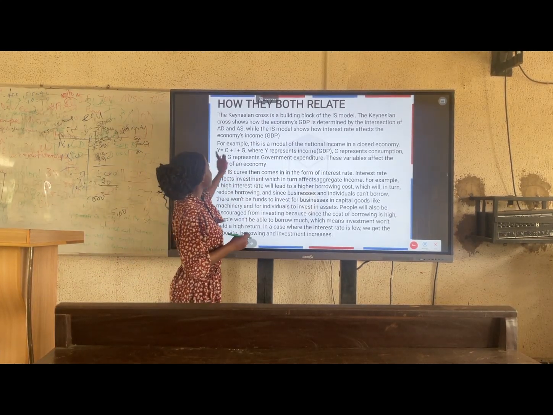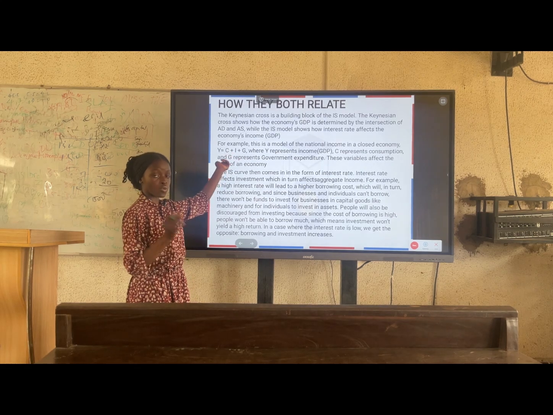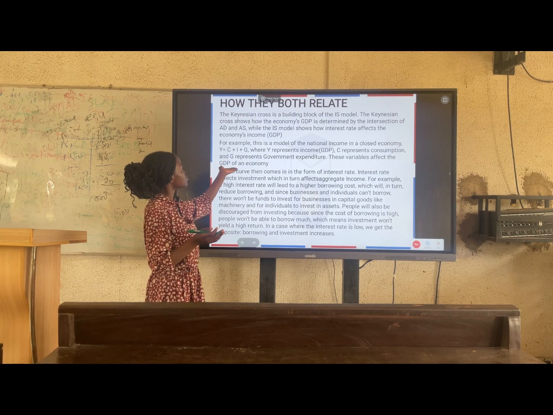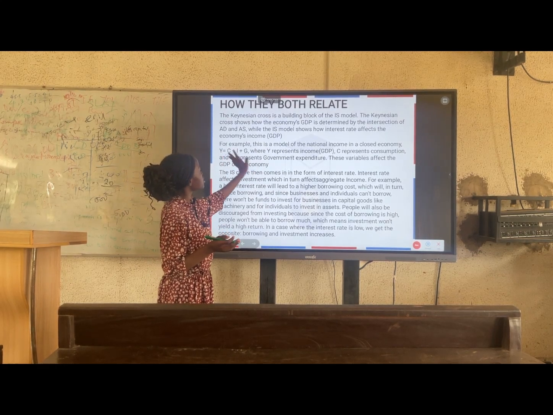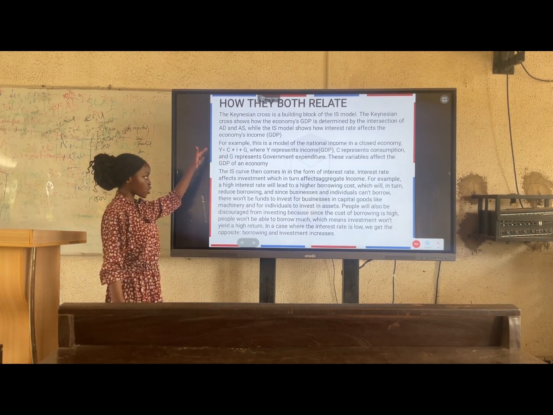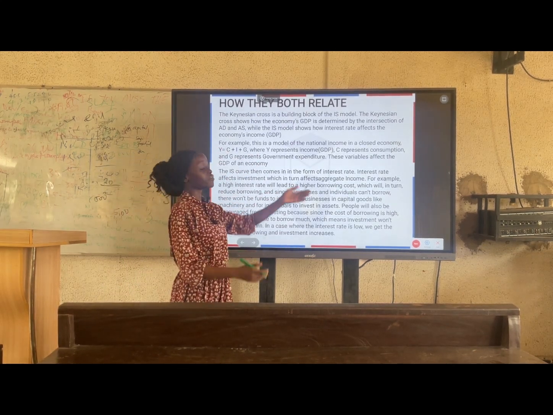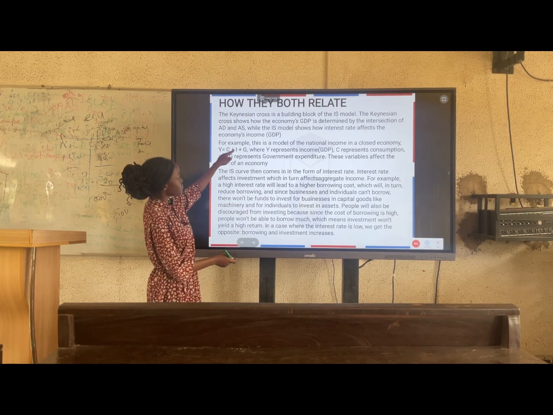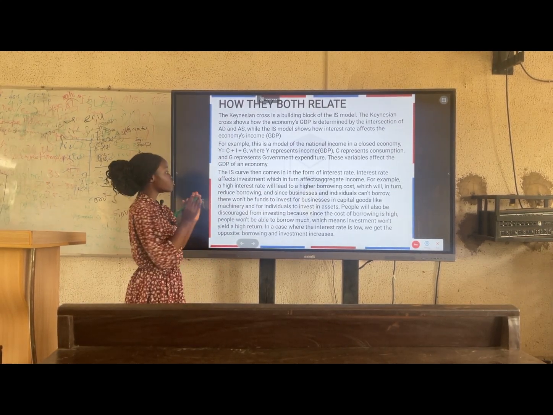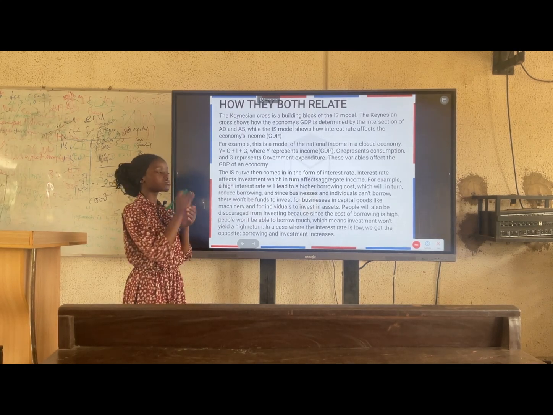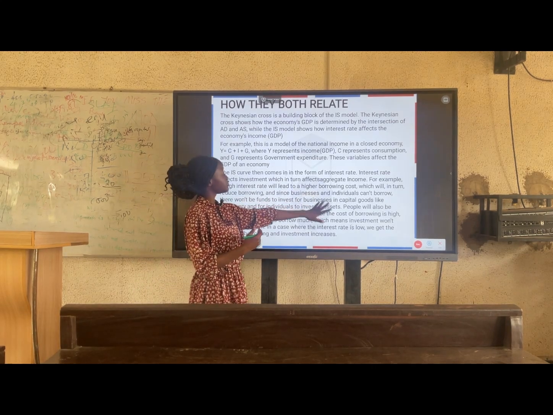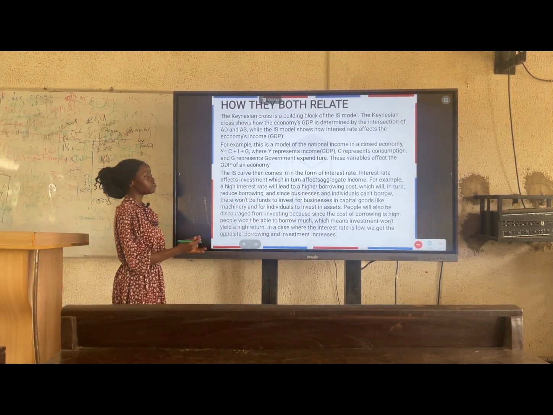So for example, this is a model of the national income in a closed economy where there are no imports or exports. Y represents income, which is GDP, C represents consumption, I represents investment, G government expenditure. These variables we are seeing affect the GDP of an economy. The IS comes in the form of interest rates. Interest rates affect investment, which in turn affects the aggregate income. For example, a high interest rate will lead to a higher borrowing cost, which will reduce the amount of borrowing. Since businesses and individuals can't borrow, there will be less funds for businesses to invest.